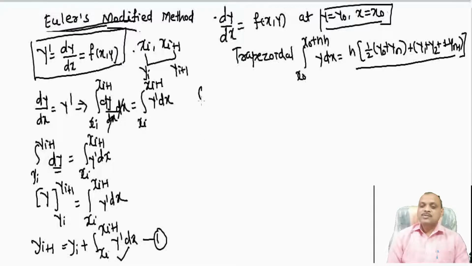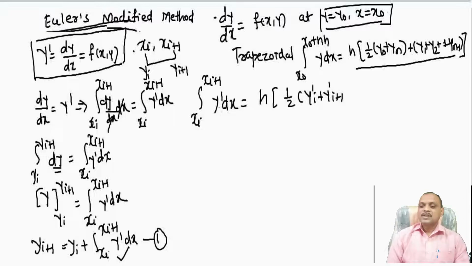Integration from xi to xi plus 1 of y dash into dx equals, so we have only 2 points, therefore all the intermediate points y1, y2, up to yn will not be in the expansion of the trapezoidal rule, and we get h into 1 by 2 into yi dash plus yi plus 1 dash. So this is the new variable. Let us put this value in equation 1, and we have yi plus 1 equals yi plus h divided by 2 into yi dash plus yi plus 1 dash.